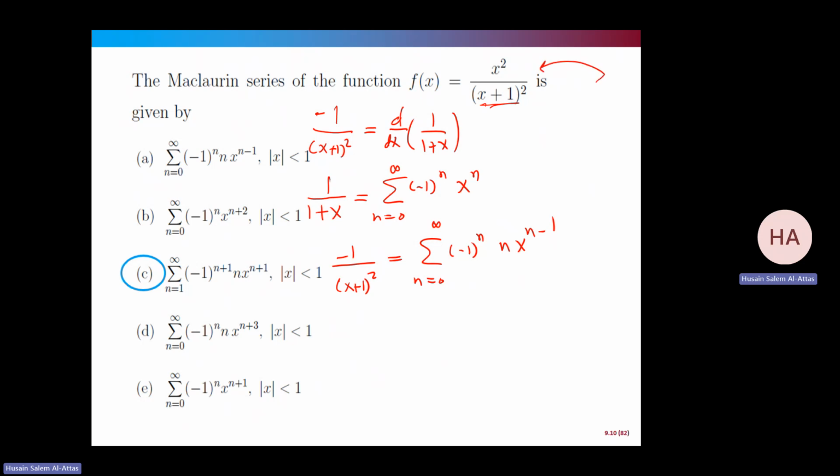Now to get this, I need to multiply by minus x squared. So let me write x squared. This is my target: for x plus 1 all squared, it's minus x squared times this, which I just did. I need to multiply minus x squared by this expression. So that will be the summation n equals 0 to infinity, minus 1 to the n plus 1, n x to the power n plus 1 plus 2, n plus 1. And that will be the answer.